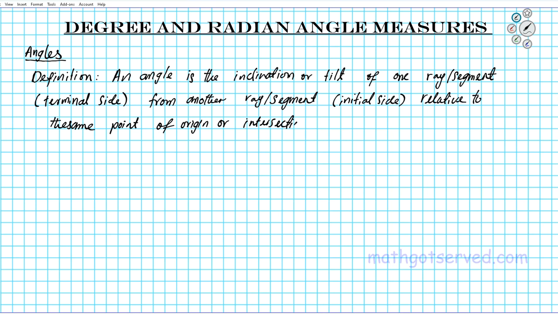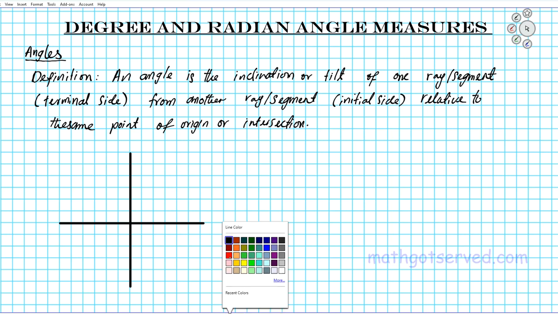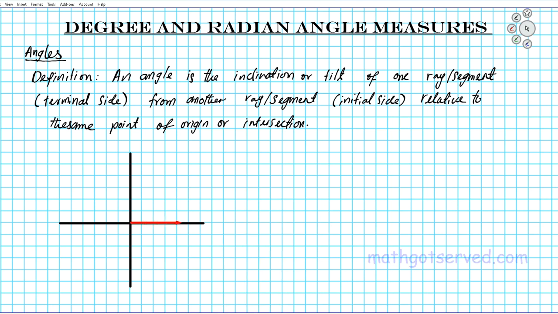Let's give ourselves a graphical representation of what we're talking about here. We're going to depict the angle in standard position. Let's say we have a coordinate system, and then you have a ray. We'll call it the initial ray. You have the initial ray starting from the origin and going along the positive x-axis.